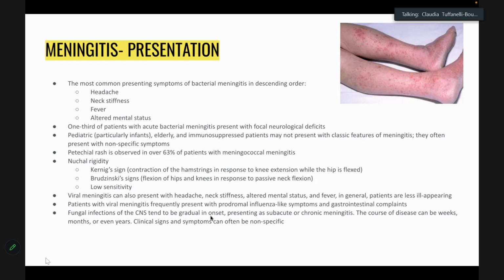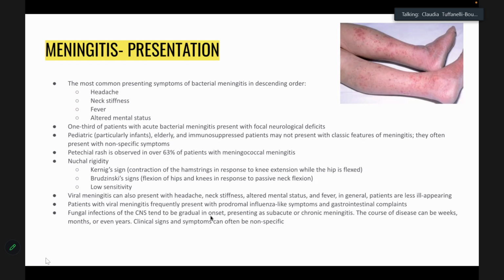The nuchal rigidity, just remember it's not very sensitive, but it is a bedside test you can do if you have any concern. So the Kernig sign, you extend the knees while the hip is flexed and the hamstrings will contract. And then there's the Brudzinski sign, and you flex the neck and the hips and knees come up. So really the best way to test this is you curl the patient into a ball. And if their legs straighten when you curl their neck up, then that usually means that they have some nuchal rigidity.